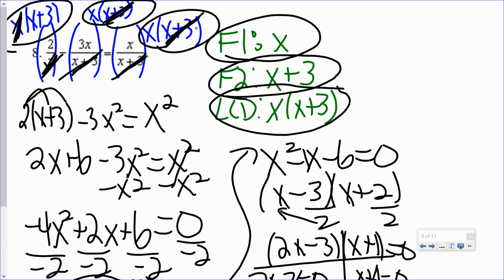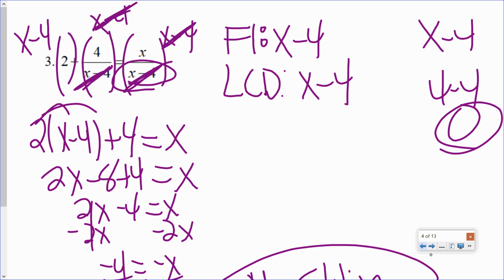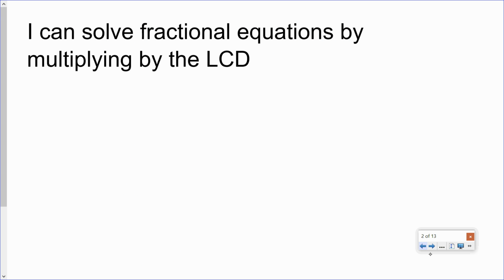Your classwork/homework is going to be to finish this fractional equations assignment. And that's it.